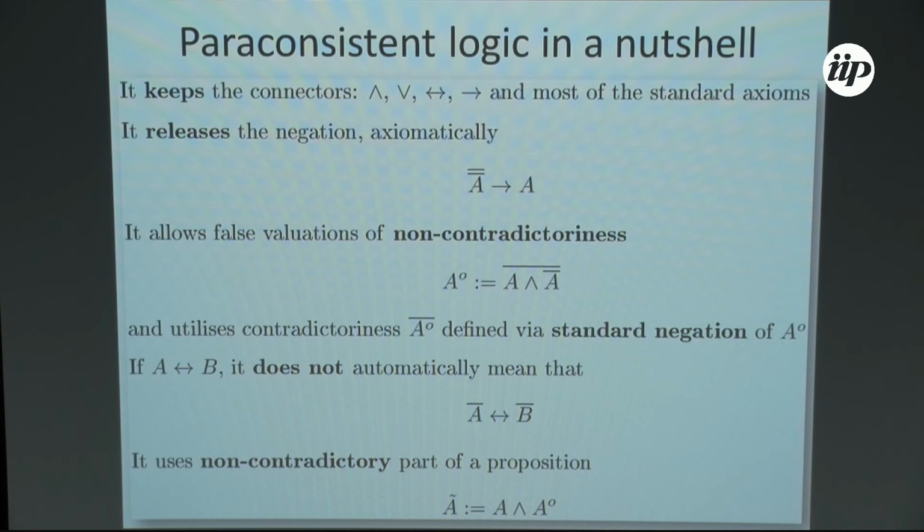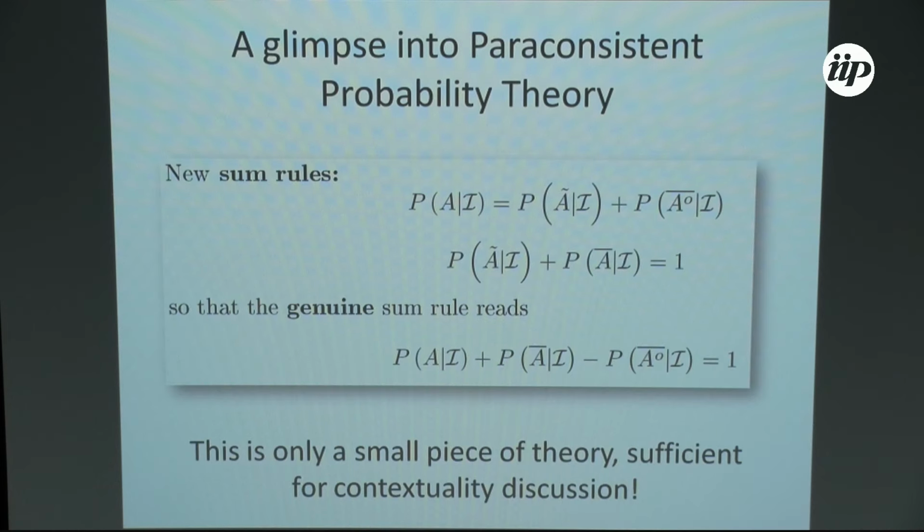The second one is called the non-contradictory part of a proposition. What you do, you take the proposition A and its non-contradictoriness. So again, if the second guy is always true, you are in standard logic. But if it's not, this is some sort of standard part of a non-standard thing, I would say. And this is all about this logic you need to know to go further.